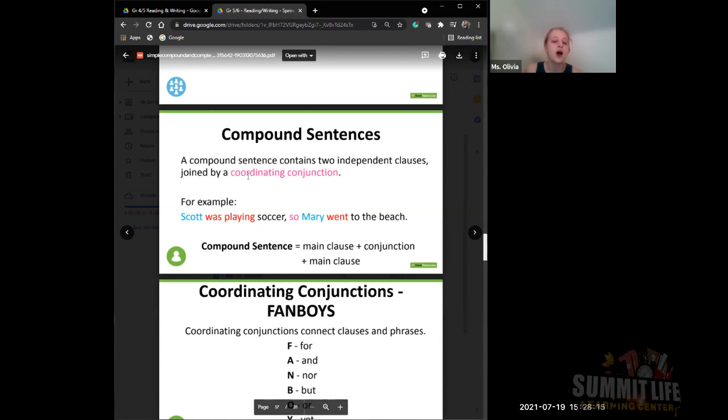Rachel's on it. Okay, now I'm going to give you 1 minute again. I need that mathematical formula written down: main clause plus a conjunction plus a main clause. Those main clauses are just your two independent clauses, or your two simple sentences. I'm going to give you 1 minute to get that down.